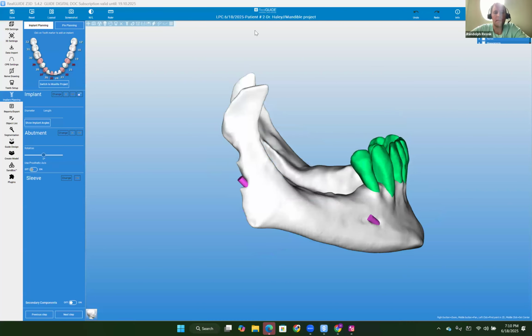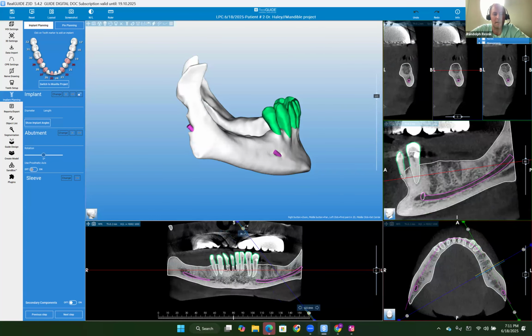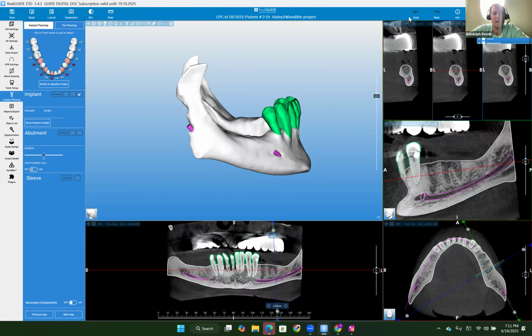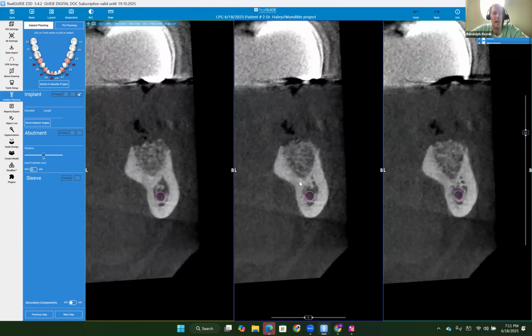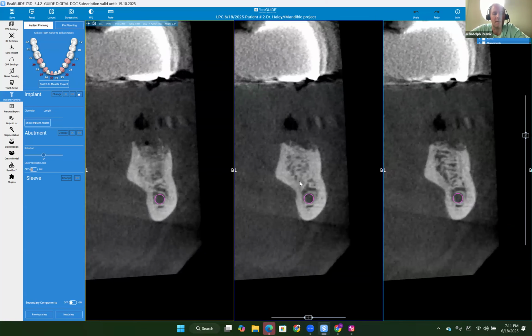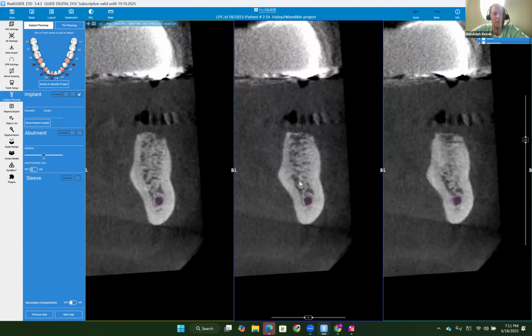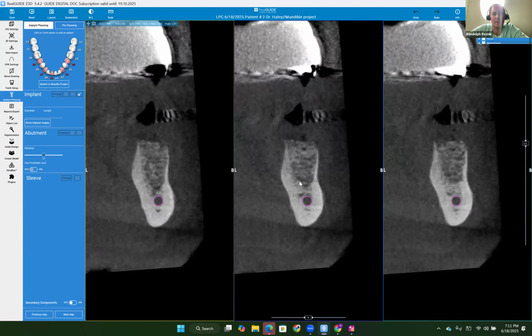Perfect. So let's go through the cross sections here, Hussein. We're accepting that these teeth are terminal here. You took out 19 and 20, grafted it already, and now the remaining teeth are ready to be extracted. So just go through the cross sections here and let's see what the anatomy looks like surrounding the teeth and see if we see any pathology or anything of significance there.